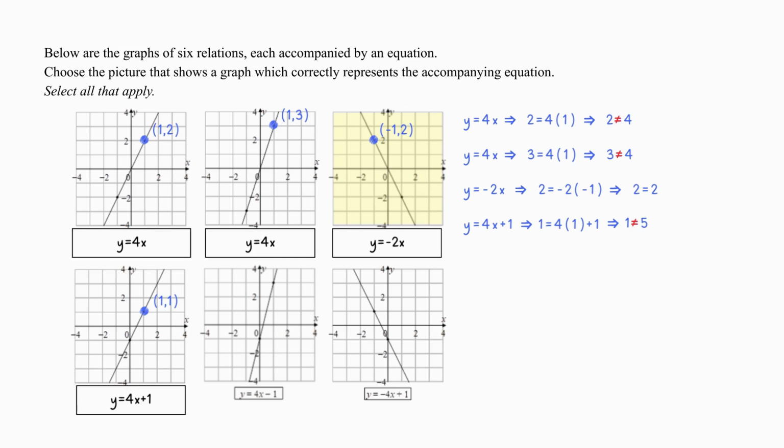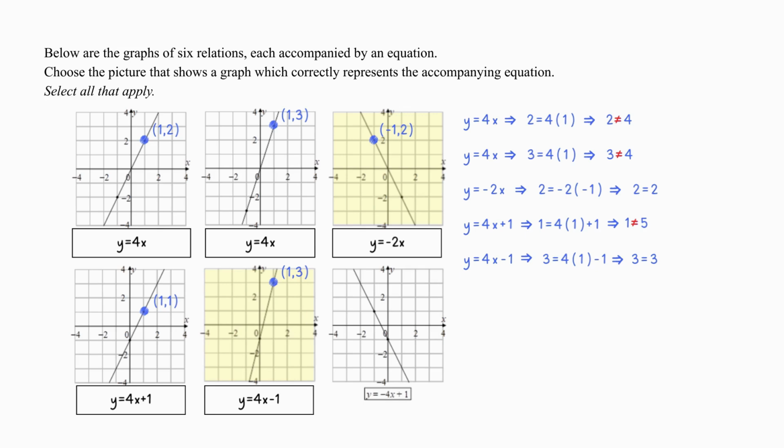Moving to the fifth function, y equals 4x minus 1. Let's test the point, 1, 3. 3 is equal to 4 times 1 minus 1. 3 is equal to 3. This function belongs to the graph, as both sides of the function are equal.